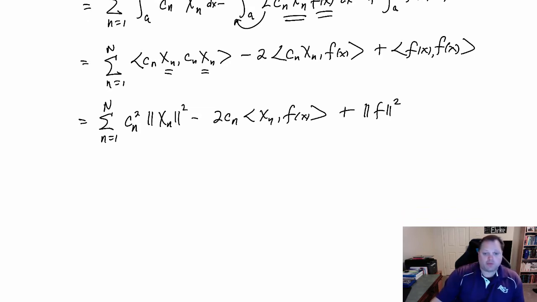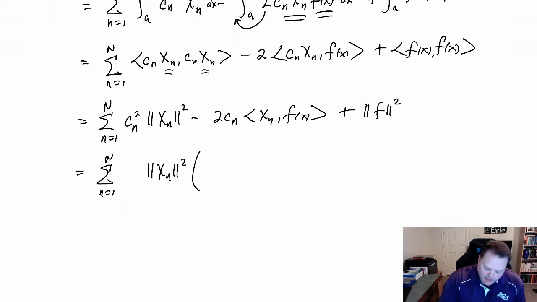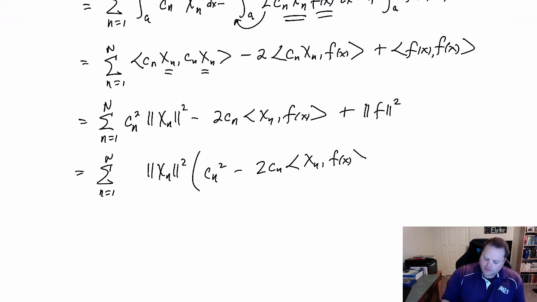Okay, if we keep going, I'm going to divide out the norm squared of the xn term. I'm going to pull it out of these two terms. These are inside the sum, so I'm going to factor this term out inside the sum. All right, what we end up with here, and actually let me just put the Cn in there. So we've got the Cn squared in there, minus 2 Cn. This one's going to be a little bit tricky. So there I've factored out the norm squared of xn from these two terms.